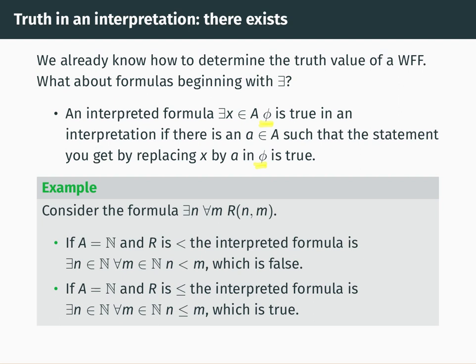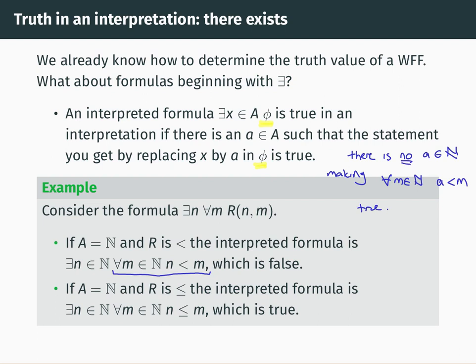When I do that, the interpretive formula becomes: there exists n in the natural numbers, for all m in the natural numbers, n is less than m. Now that's false, and the reason that is false is because you can't find a natural number a such that when you substitute a for n in this statement, you get a true statement. Let's say there is no a in the natural numbers making for all m in N, a less than m true. Right? No a at all makes that true.